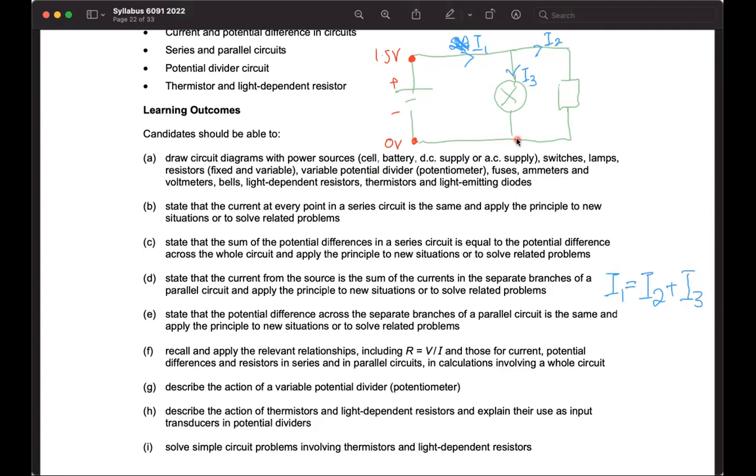Just like there are 6 of you running here, 2% run through the bulb, 4% run through the resistor. Then at the junction here, all of you unite again, combine together, going back to the battery, which is still the same, 3 ampere. Is that clear? So I1 is equal to I2 plus I3. In this example, this is how the current actually is broken up in a parallel circuit.